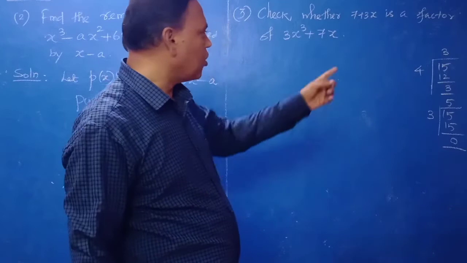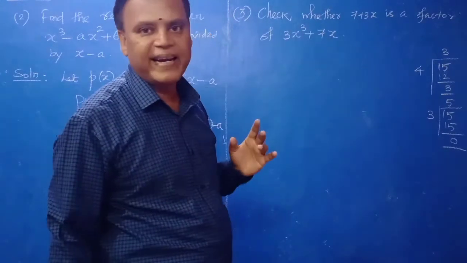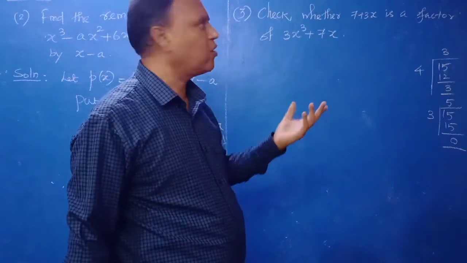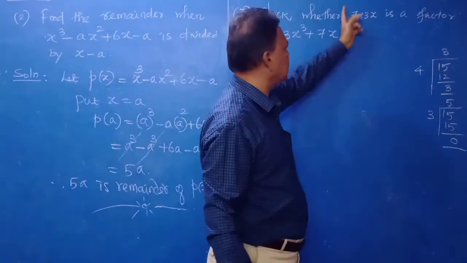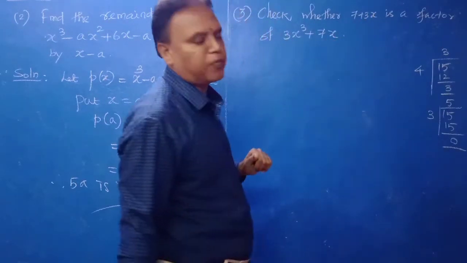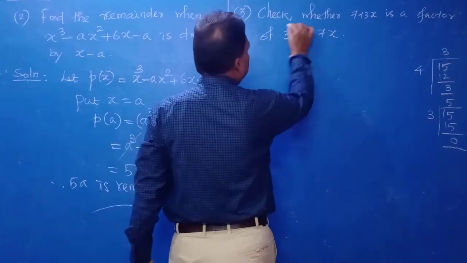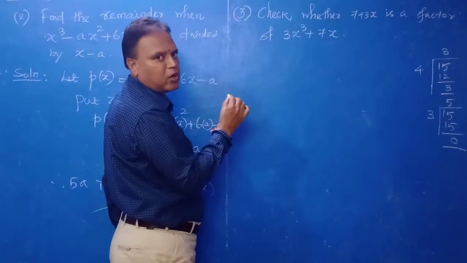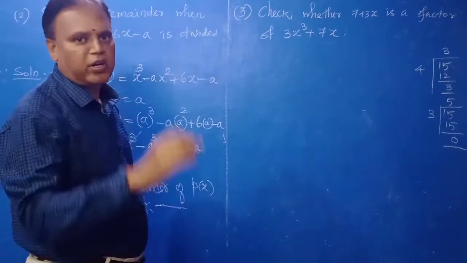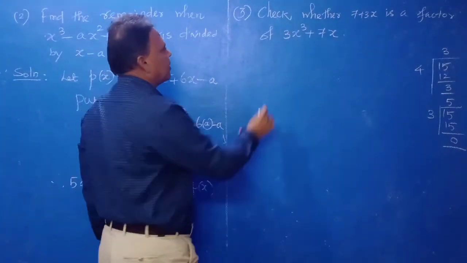Always you have to remember. Same way you have to check. Two polynomials you are dividing. We have to find out whether the divisor is a factor of this polynomial or not. This is the divisor, this is the dividend. For that, always take the highest degree polynomial as the dividend, that is the numerator, that is p of x.